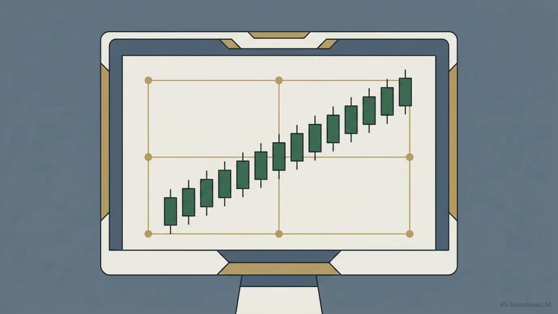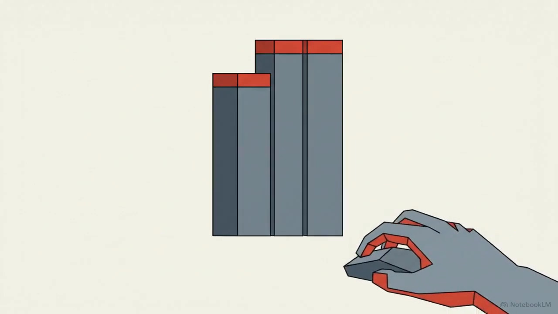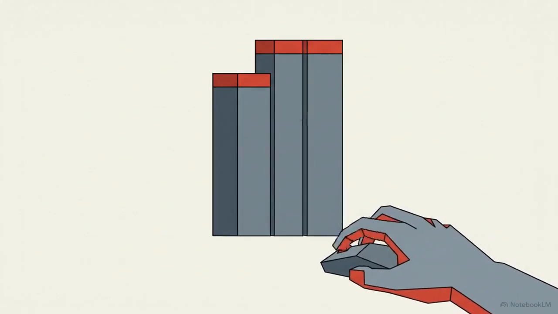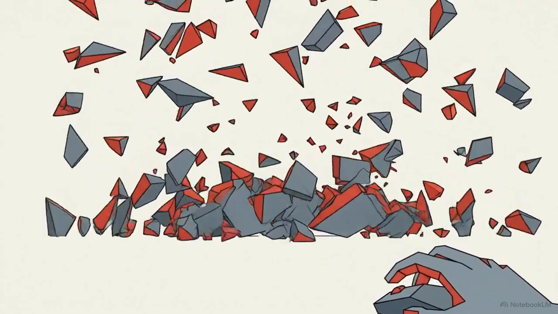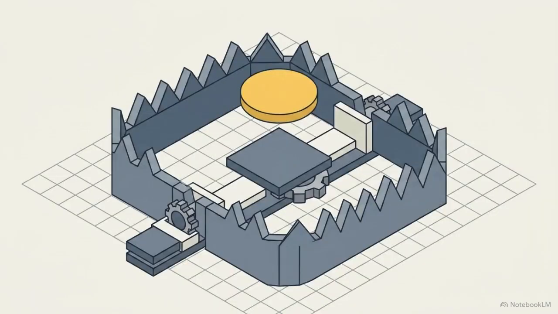You spot a stock climbing steadily. The green candles look unstoppable. You click buy, and almost immediately the floor falls out. The chart shatters, taking your position with it. Here is the trap almost every new trader falls into, assuming that a rising price means a strong asset.